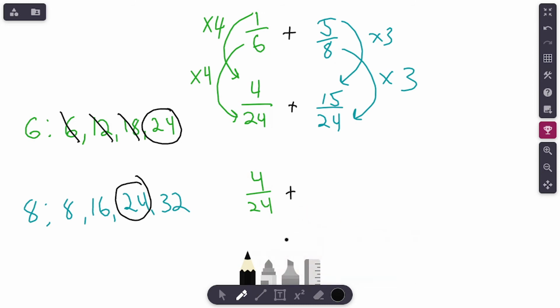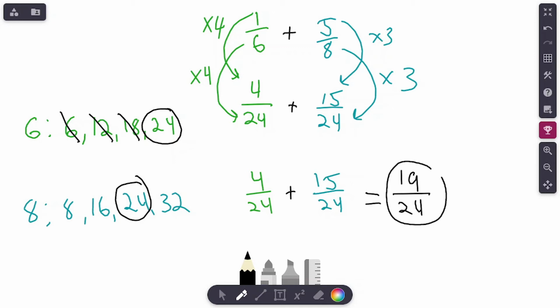plus 15 24ths. Check and see, are our denominators the same? They are. So we can add. Denominator stays the same. 4 plus 15 gives us 19. And our answer is 19 24ths.